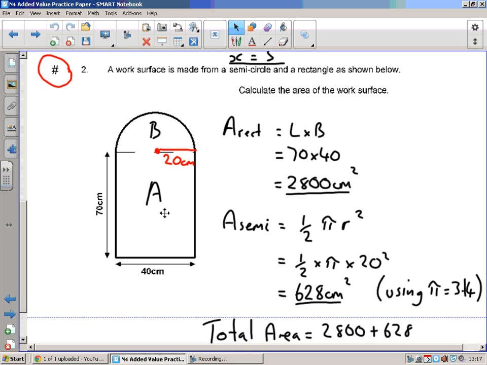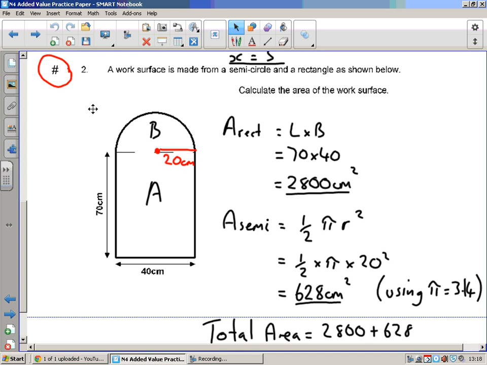We could also have an area of a triangle in this question. We need to know how to find the area of a triangle as well. It's a half the base times the height. So you're going to get a combination of a rectangle, a triangle, and a semicircle or a circle in your test. So here, area of the rectangle is 40 by 70, length times breadth, just 2,800.